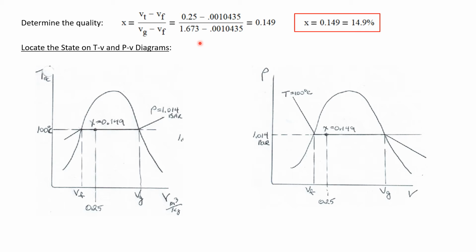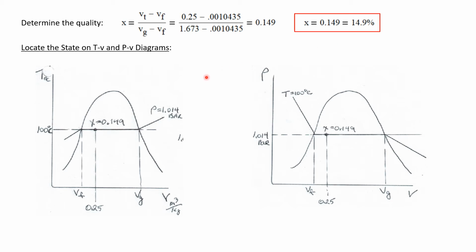So let's determine the quality of the state. The quality is given by this formula. It's the specific volume minus the specific volume of the saturated liquid, divided by the specific volume of the saturated vapor minus the specific volume of the saturated liquid. Well, we calculated a value of specific volume for this mixture at 0.25, and if we plug in our values for v sub f and v sub g, we get a quality of 0.149, or 14.9%.